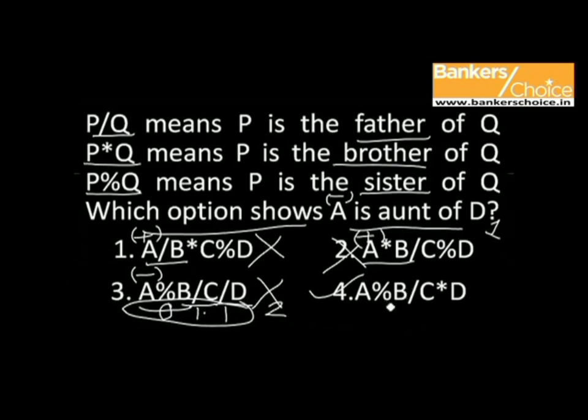Let us verify that. A percentage B means A is sister of B. Therefore, the gender of A is female, which can be taken as minus, and the generation gap between A and B is 0. B by C means B is father of C, so the generation gap is 1. And C star D, that means C is brother of D. So again, the generation gap between C and D is 0. So as you can see here, the total generation gap is 0 plus 1 plus 0, which is equal to 1. Hence, both the conditions are satisfied. So fourth option is the final answer.